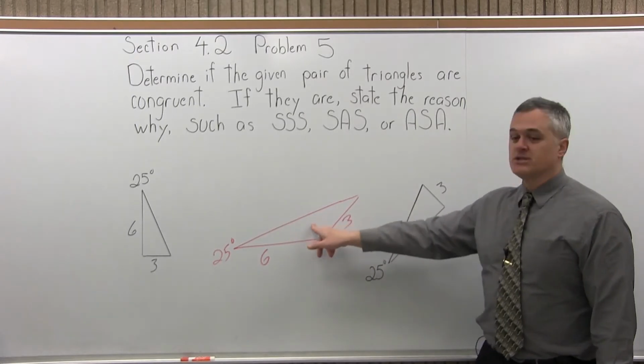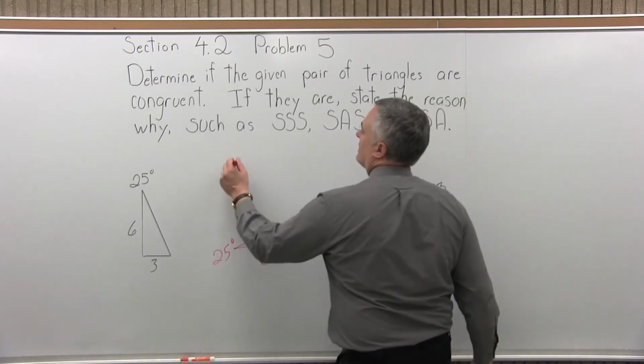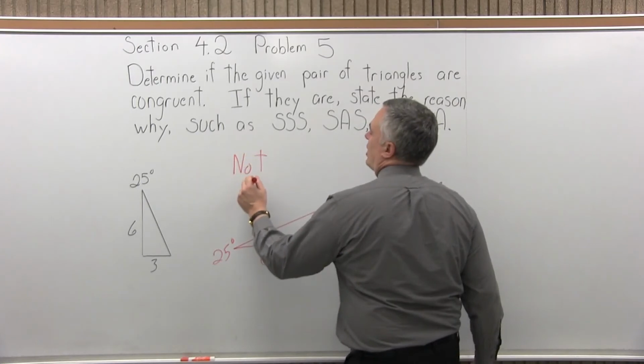Coincidentally, it might be congruent, but it's not a proof that it's congruent. So for number 5, the result is not congruent.